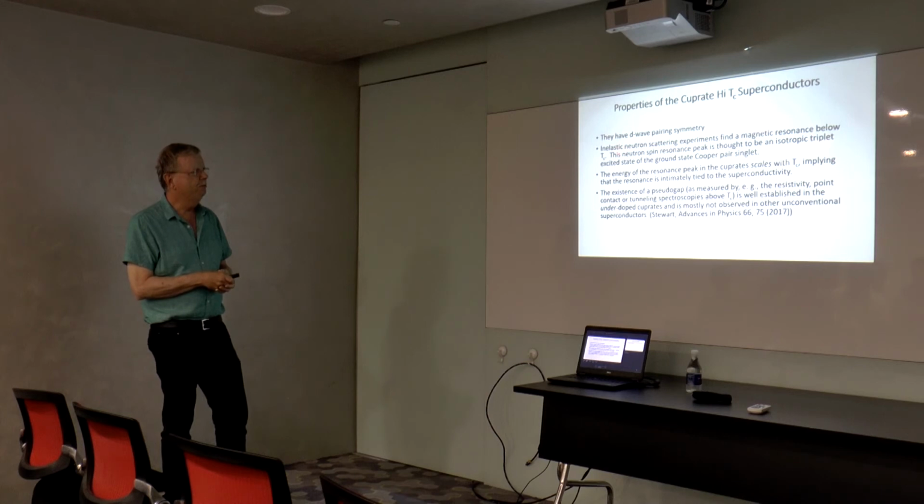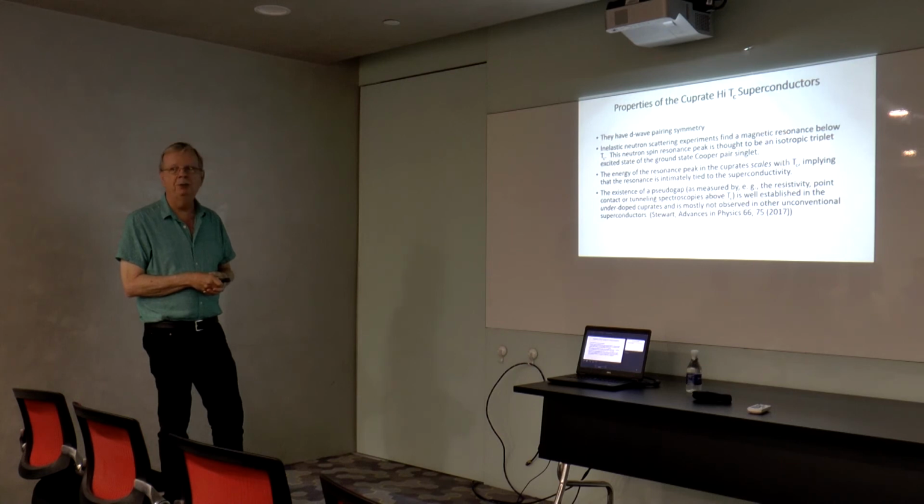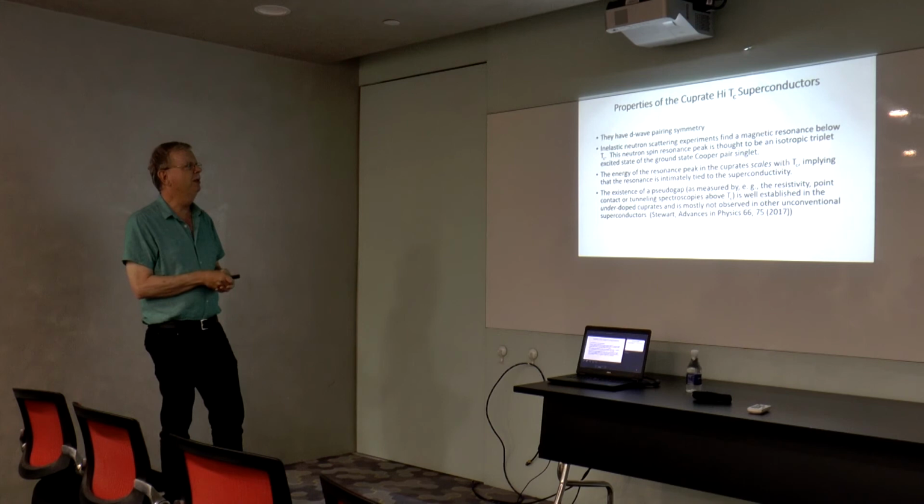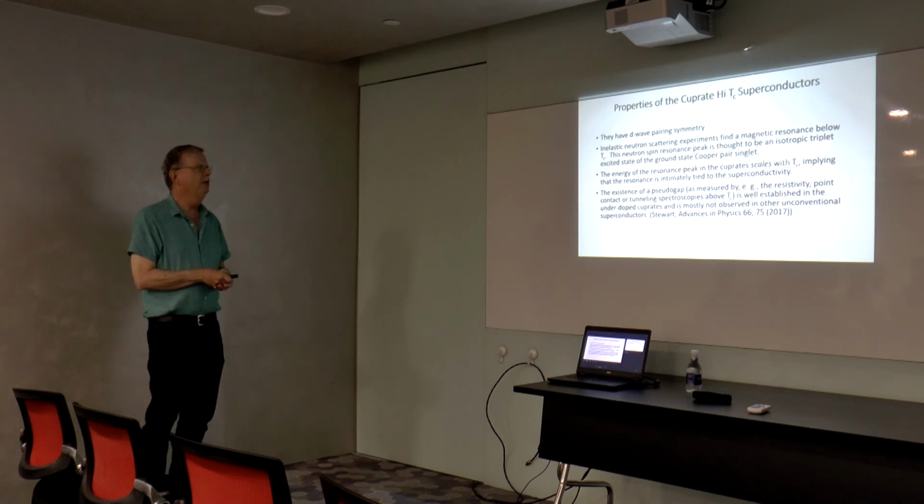So we'll talk about the next one. If you do inelastic neutron scattering, you find a magnetic resonance. Oh, there's that word magnetic again. Below TC, this neutron spin resonance is just thought to be indicative of a triplet excited state of the ground state singlet Cooper pair. The energy of this resonance peak scales with the superconducting transition temperature, implying, now this is a rather weak word, many people would say indicating 100%, we're being cautious here, implying that the resonance is intimately tied to the superconductivity.